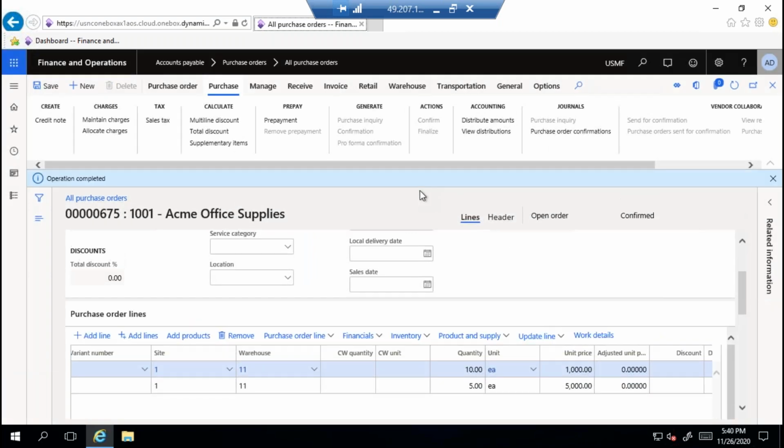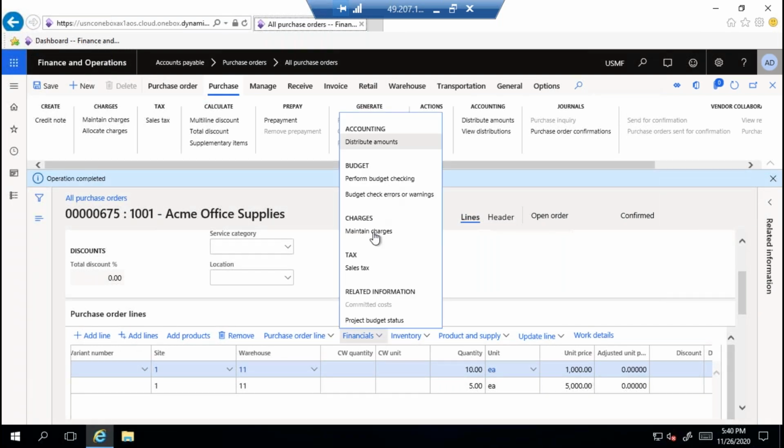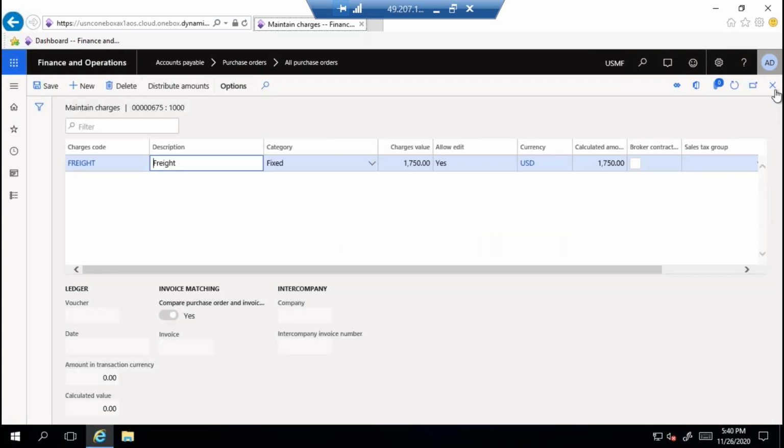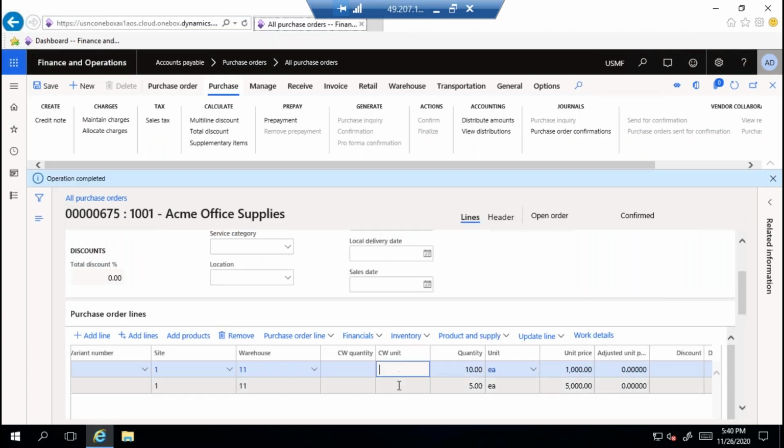There is no issue now, right? There is no issue, it is confirmed. So what happens is that the header level charges were split and updated in each line equally: 1750 and another 1750. Understood this one? Simple.